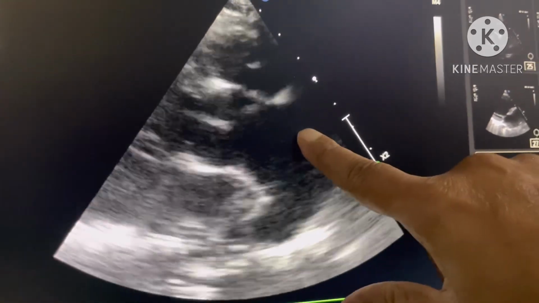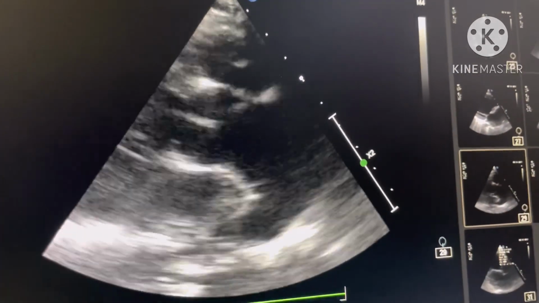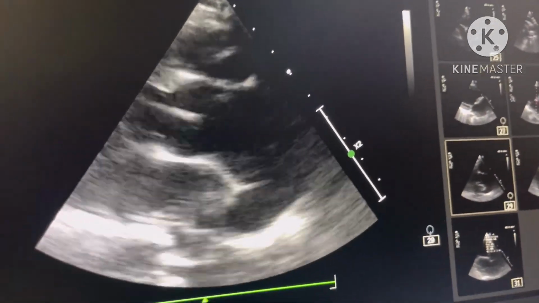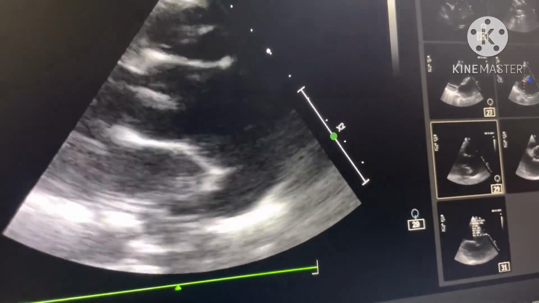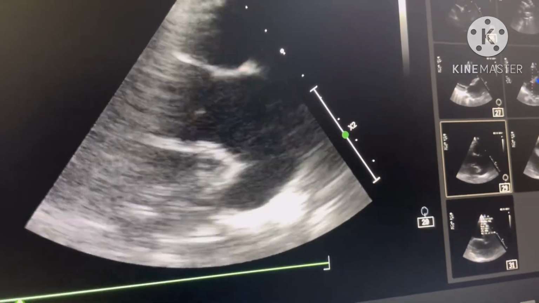Another differentiating point: from the aorta you can find the coronary artery, and from the pulmonary artery you can find the bifurcation. So the pulmonary artery arises and goes posterior. The aorta arises, and it goes anterior initially.